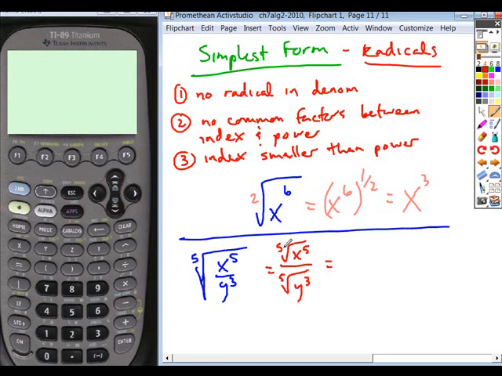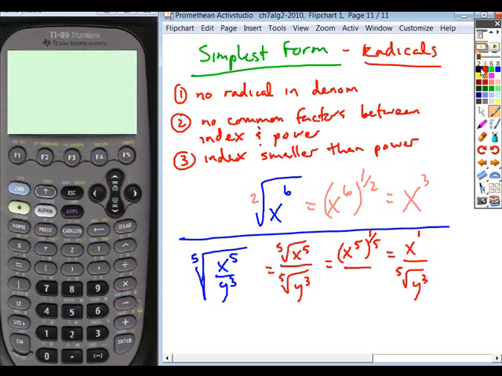What do you think the fifth root of x to the 5th is going to equal? Just x, right? Because again, if we rewrite this, x to the 5th to the 1 over index of 5, we get x to the 5/5, or just x to the 1st. And then we look at this denominator, the 5th root of y cubed.